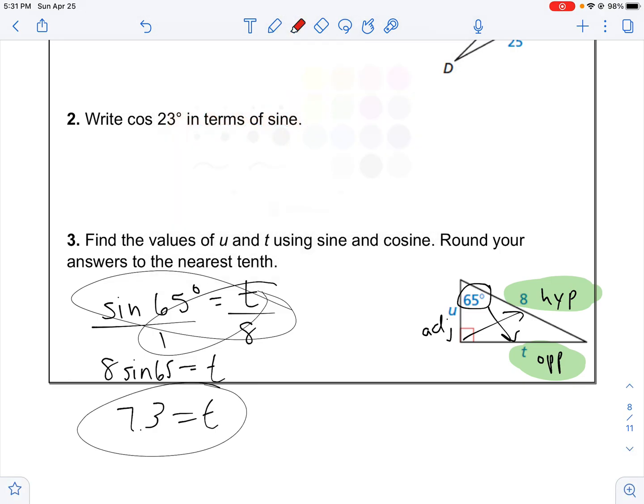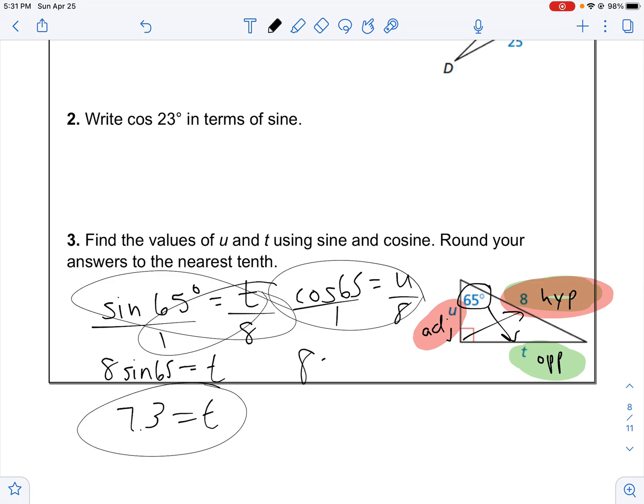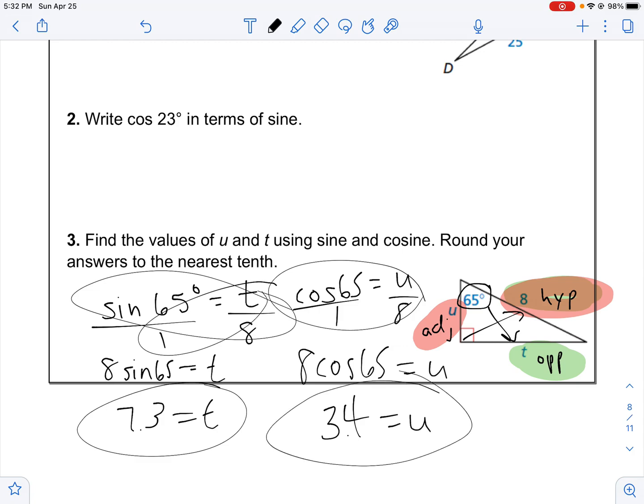Next, let's solve for u. We have the adjacent that we're trying to find, and we have the hypotenuse, so that's going to be cosine. So I'm going to have cosine of 65 equals adjacent u over hypotenuse 8. Cross multiply. We get 8 cosine 65 equals u. Plug it right in. 8 cosine 65 equals 3.4. And there's our answer. That's really it for this section.